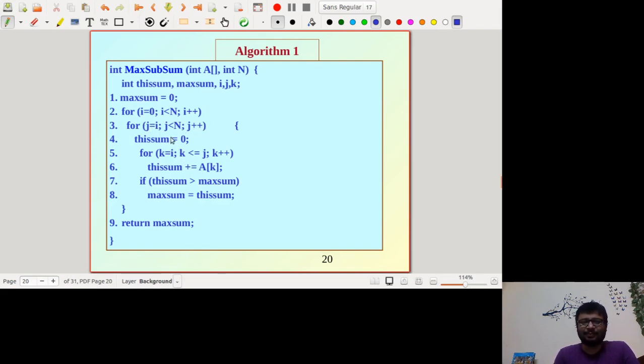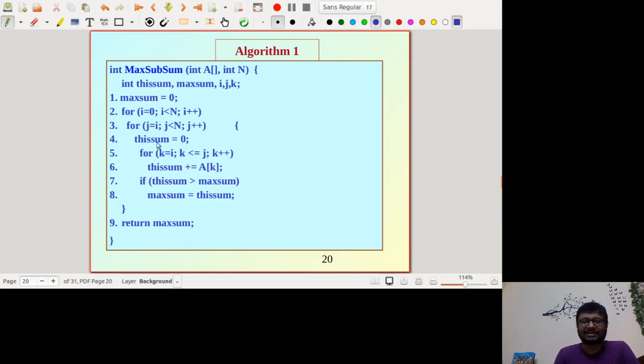And in this innermost for loop, you compute the sum of ai through aj. This sum is initialized to 0, and in each iteration of this for loop, you add ak. k is initialized to i. k increments all the way up until j, and this sum is computed. And once you exit the for loop, this variable holds the sum of ai through aj.